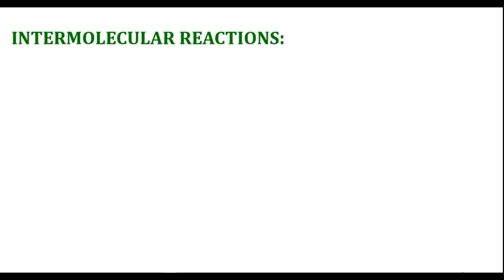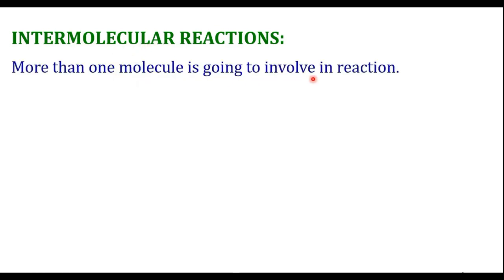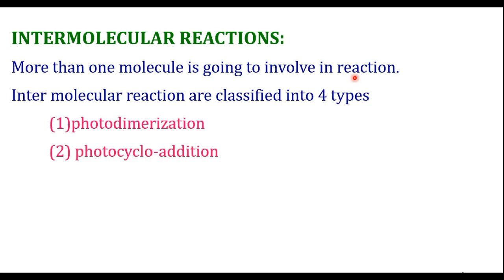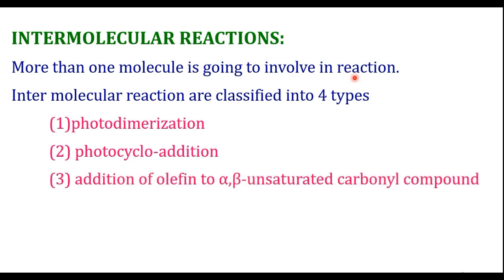The word inter represents two molecules are involving. That means if a reaction takes place in between molecules, that is called intermolecular. Therefore more than one molecule is involved in the reaction. So photochemically, intermolecular reactions of olefins are of four types. What are those four types? Photodimerization, photocycloaddition, addition of olefin to alpha beta unsaturated carbonyl compound, and photoaddition reaction.